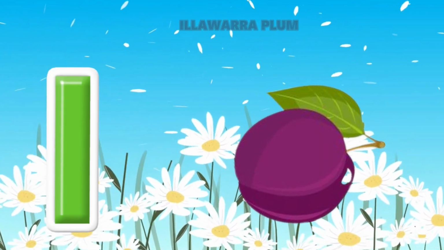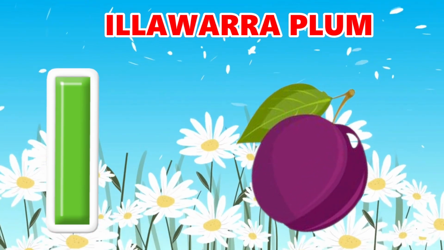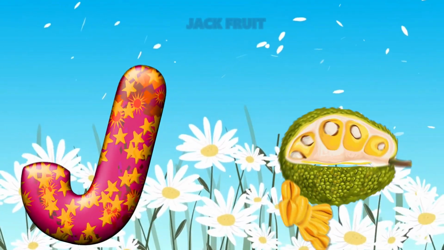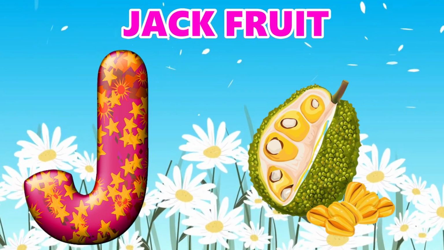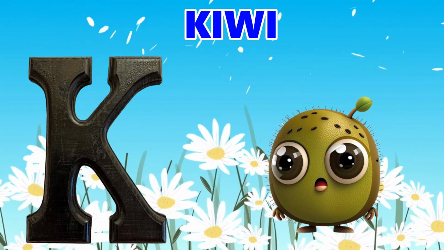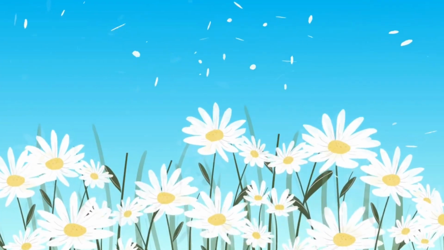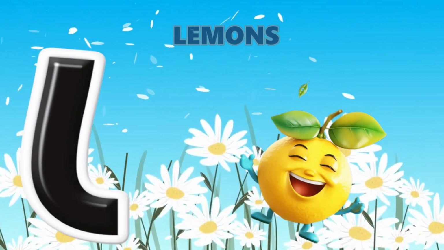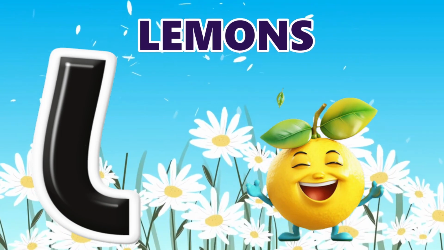I is for illawarra plum. J is for jackfruit. K is for kiwi. L is for lemons.